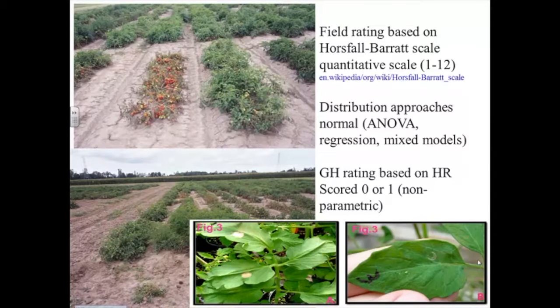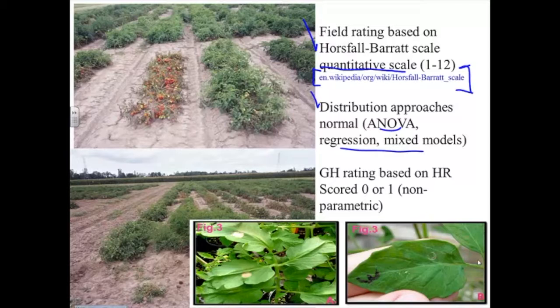The data that we're going to be dealing with are scored on a Horsfall-Barrett scale. So it's a quantitative scale. If you can look up here what that scale actually involves. When we analyze our Horsfall-Barrett data, the distribution usually approaches something that looks normal. So ANOVA and regression approaches are appropriate.